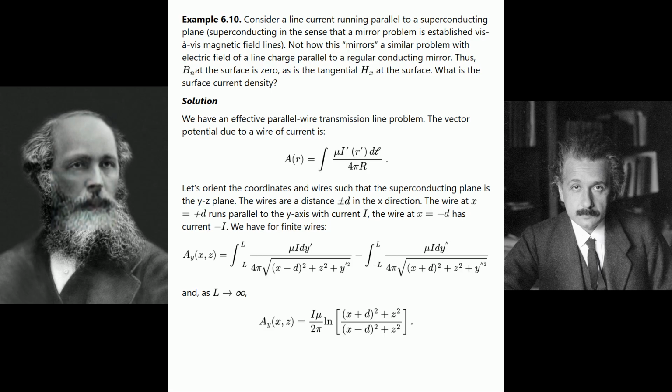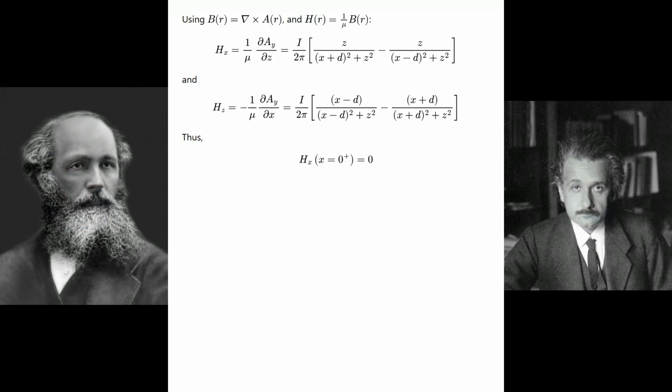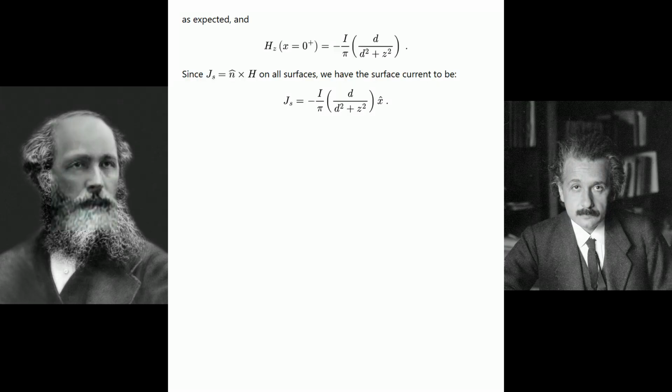We have, for finite wires, [equation]. And as L goes to infinity, [equation]. Using B(r) equals gradient cross A(r), and H(r) equals 1 over mu B(r), [equations]. Thus, [equation], as expected.